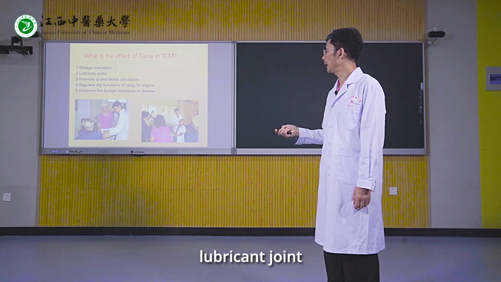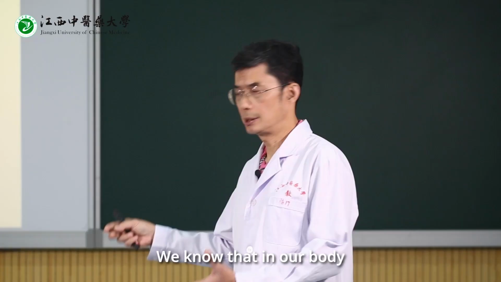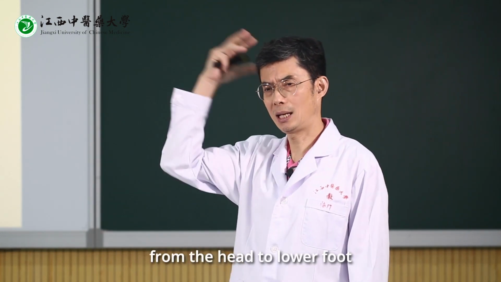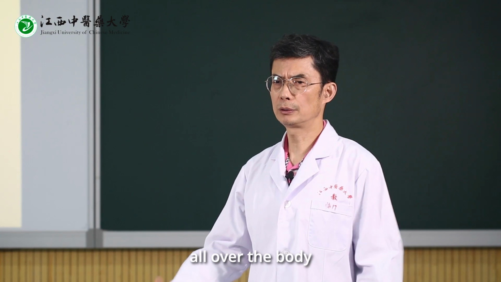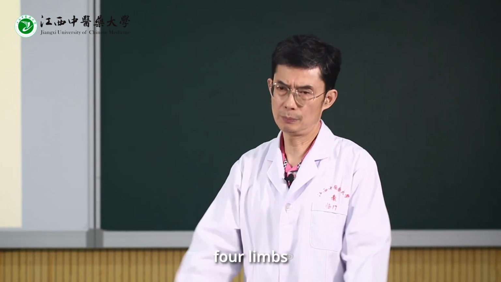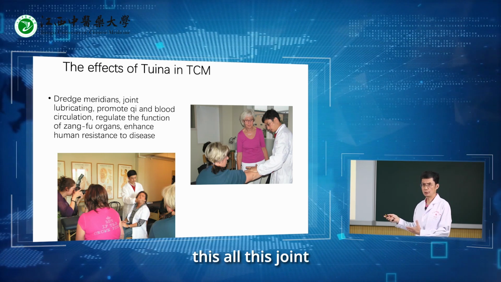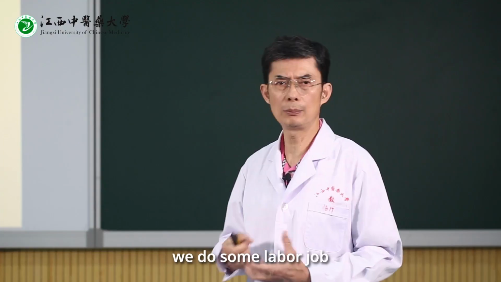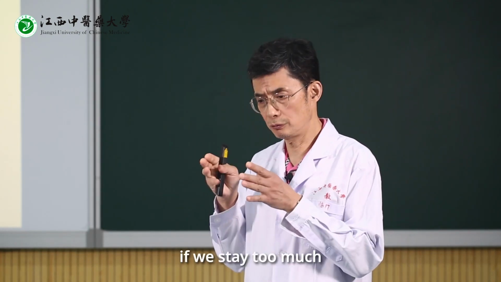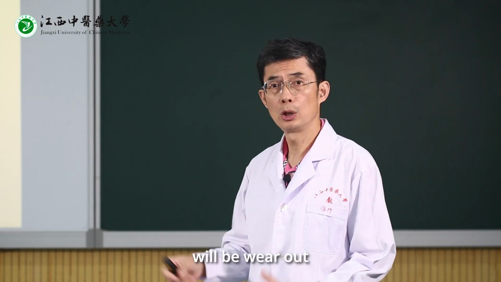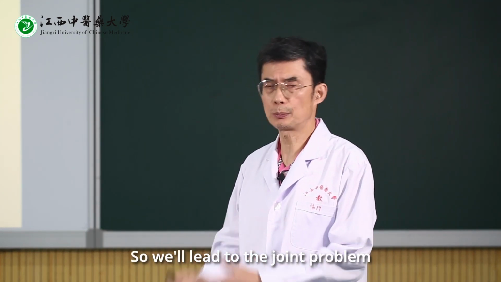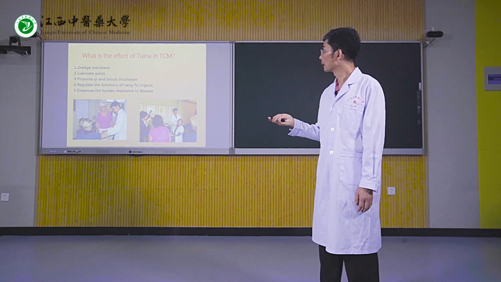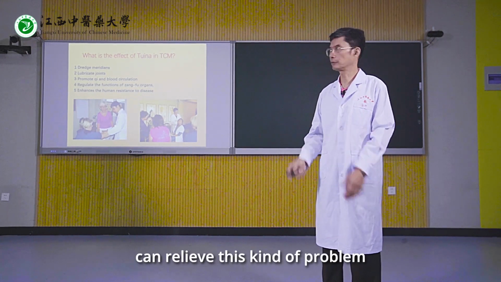Number 2, lubricate joints. We know that in our body there are many kinds of joints, big joints and small joints, from the head to the foot, all over the body, our spine and also the 4 limbs. If we do too much physical activity, labor, or sports, or if we sit too much, these joints will wear out. This will lead to joint problems, for example stiffness and pain of the joint. So trainer can lubricate joints and relieve this kind of problem.